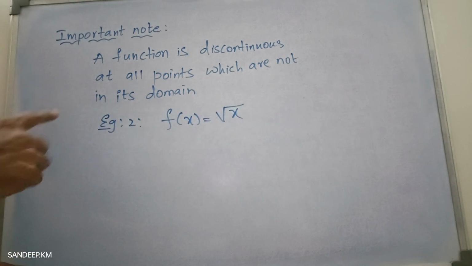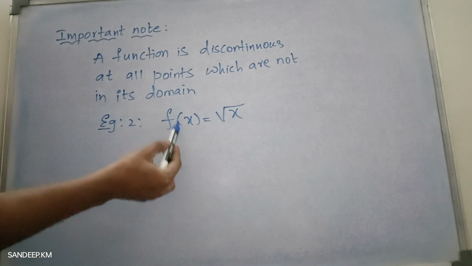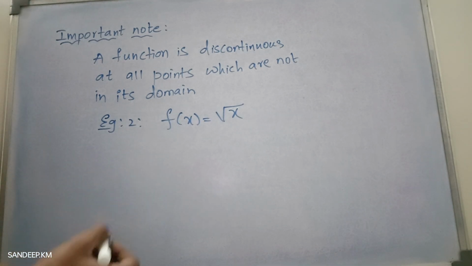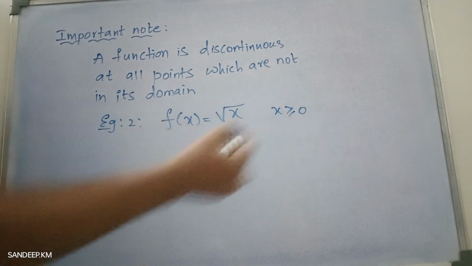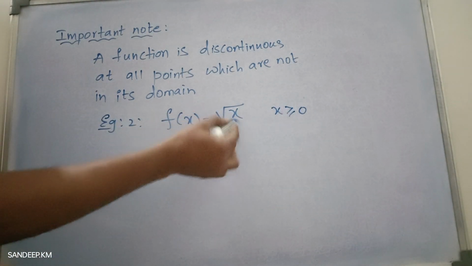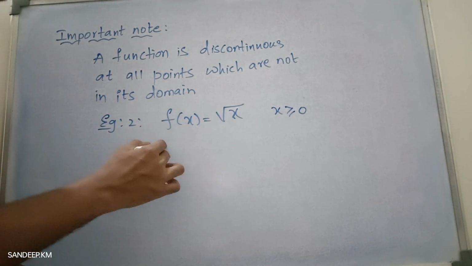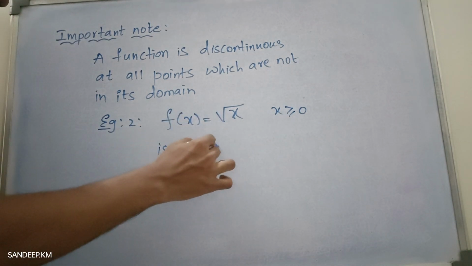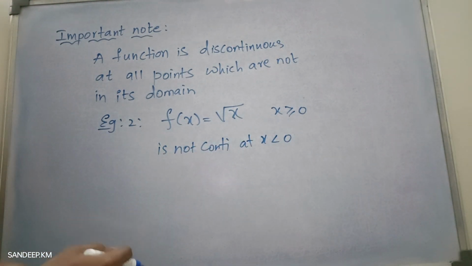Before going to the example which I was trying to explain, complete this one also. Where is f of x equal to root x discontinuous? Obviously the domain of the function is x greater than or equal to 0. If I try to substitute a negative value in place of x, f of x is not defined. So we can say that root x is not continuous at x less than 0, for all negative values of x.